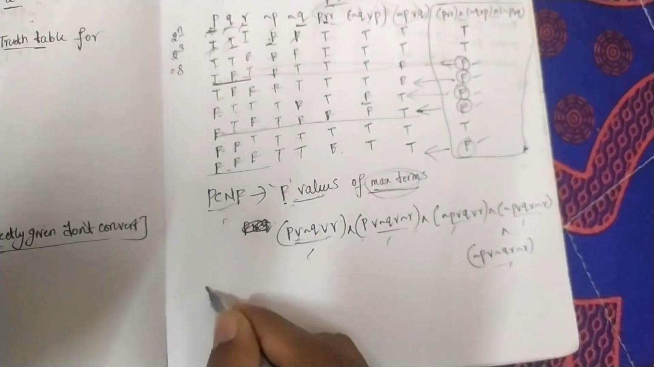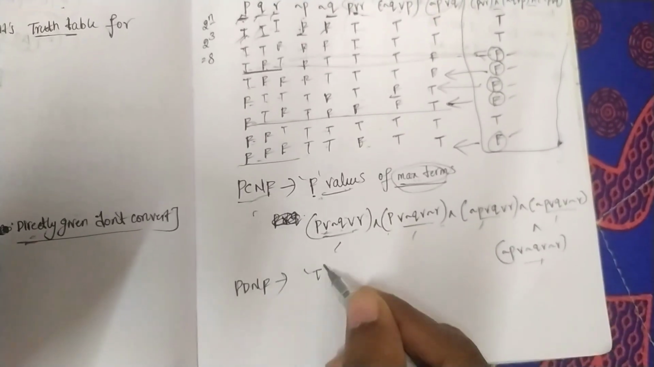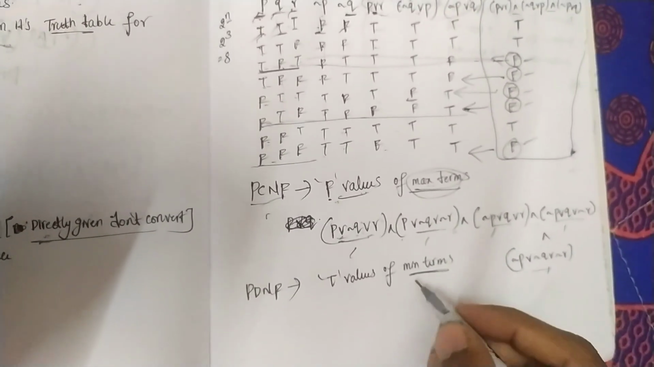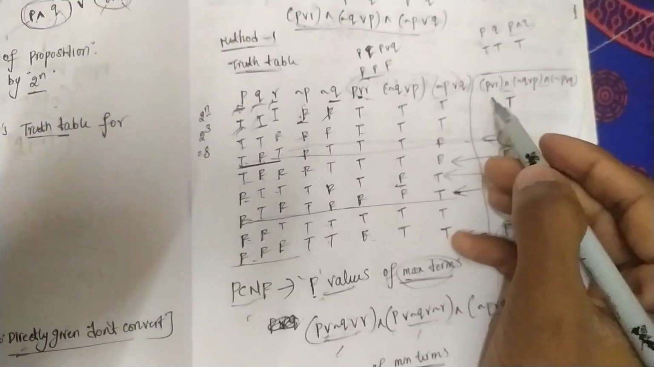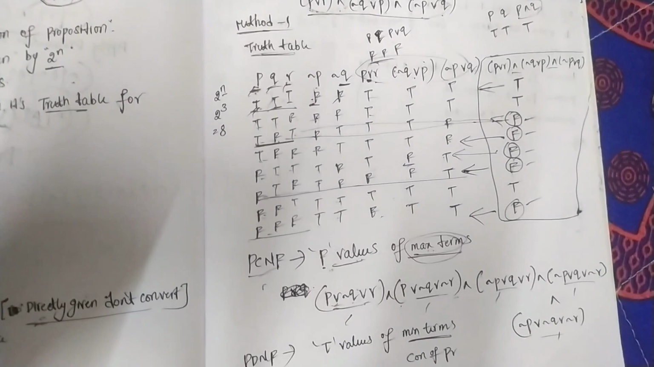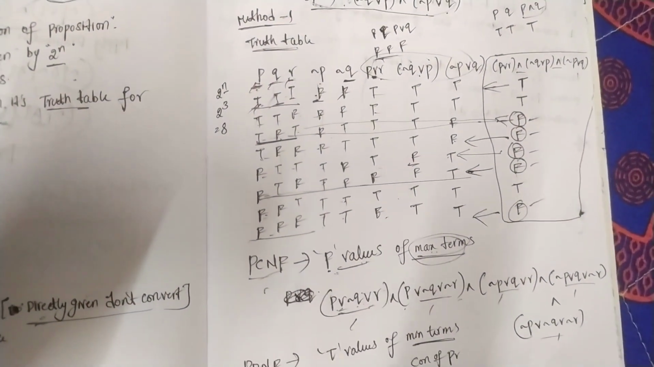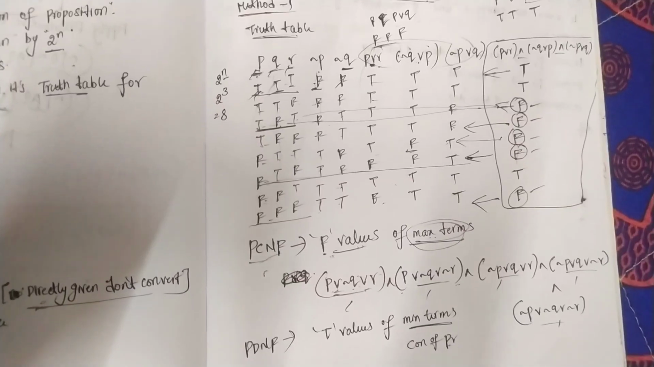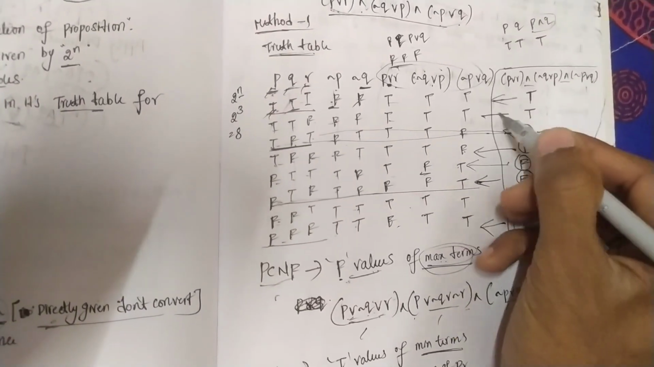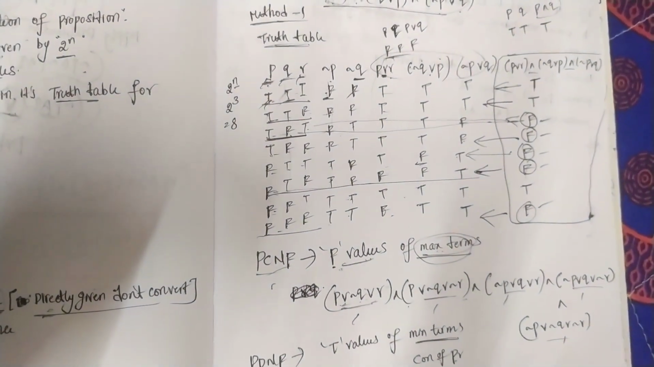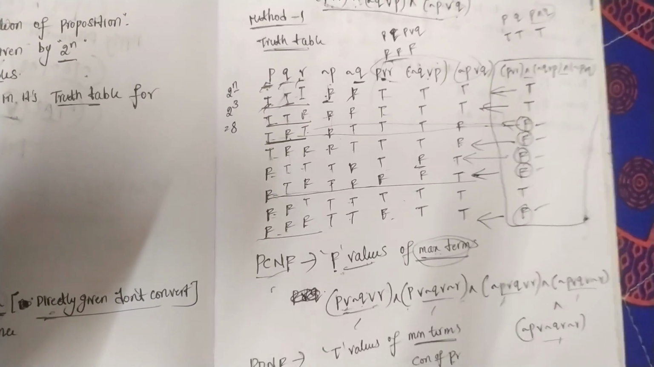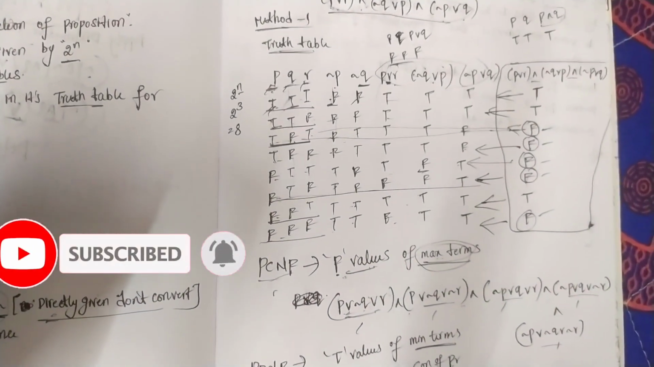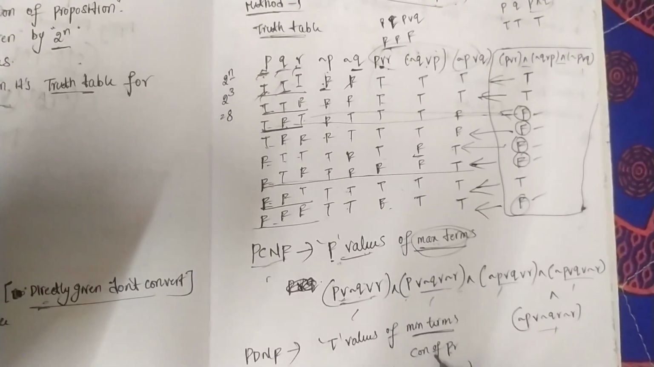Now we have to take the PDNF. PDNF means true values of minterms. Here minterm means what? Conjunction of propositions. So here take true values. In the first case we have all true, that is P and Q and R, placing AND in between the propositions. In the second case, having two truths and a false, that is P and Q and negation R. And in the seventh case, two falses and a true, that is negation P and negation Q and R. So these are the minterms.